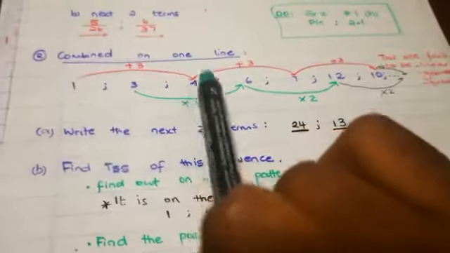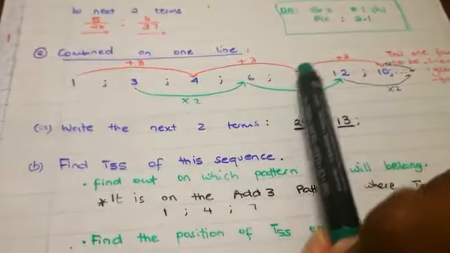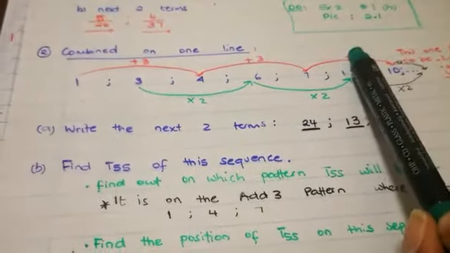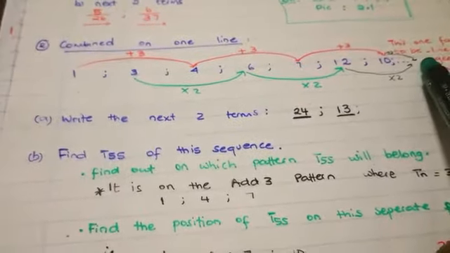So from term 1 to term 3 you add 3, from term 3 to term 5 you add 3, from 5 to 7 you add 3. So it means from 7 to 9 I'm going to add 3 as well.